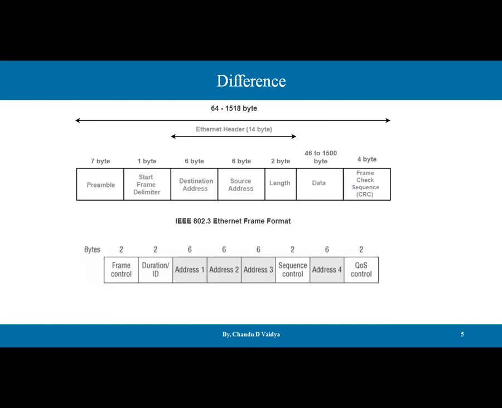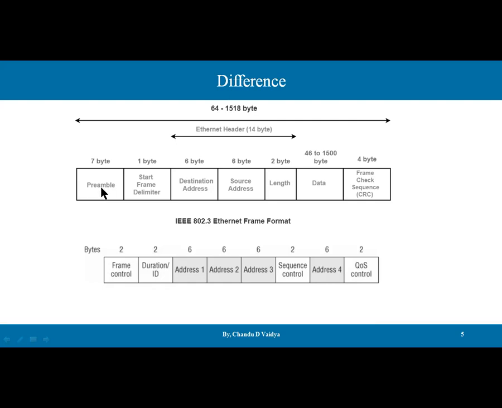Out of that, we have discussed so many differences so far. Let's look at the frame format of both the protocols, both the technologies. First, we have the IEEE 802.3 Ethernet frame format in the upper one, and below it is the wireless one. There are different fields, with a size of, let's say, 64 up to 1518 bytes. The first field is the preamble. Second would be the start frame delimiter.